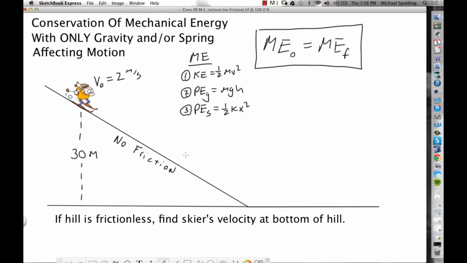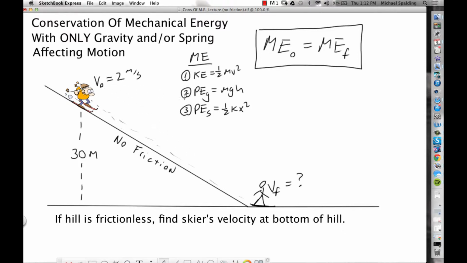So here's what I want you to do. Use conservation of mechanical energy to figure out the velocity of this guy. So this guy goes down, down, down the hill like this. When he reaches the bottom, so here he is, what will be V final at the bottom of the hill if there's no friction? All right, so I'll give you time. You should be able to do this in like 90 seconds. So take 90 seconds. Pause the video here.